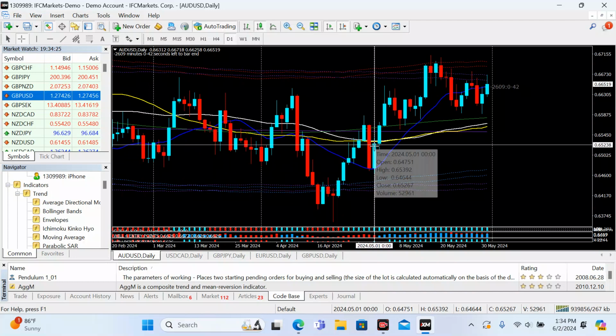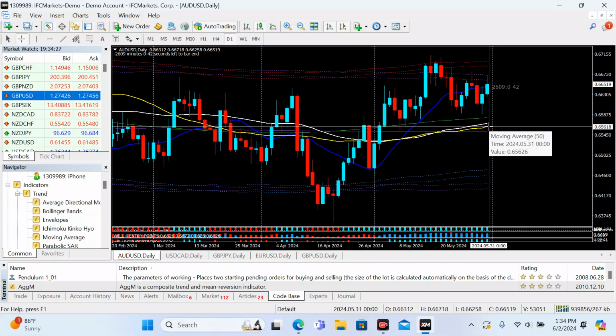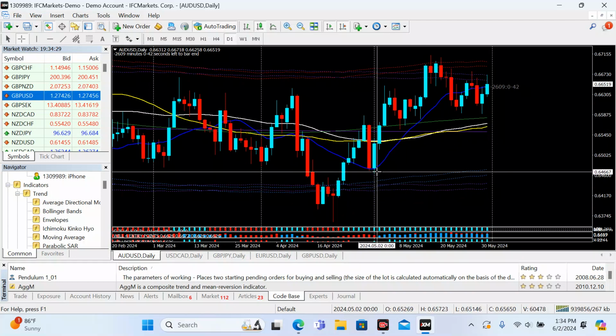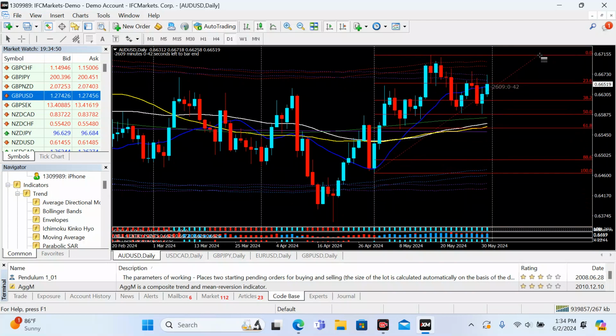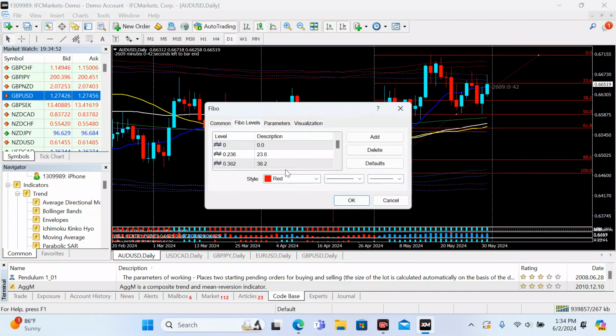We're going to see May started from here, and this is where May ended. We can clearly see that it went from a low to a high point. So the first thing we're going to do is take our fibs from the lowest point to the highest wick, from the lowest wick to the highest wick.